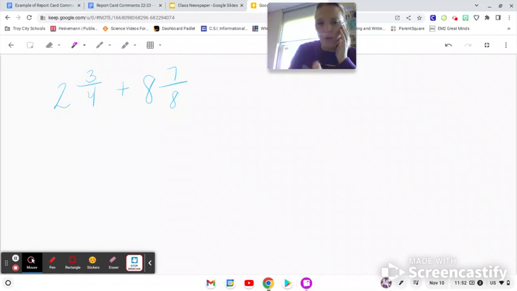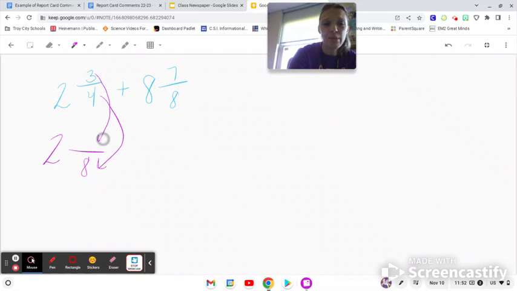So I'm going to write it vertically. So I'm going to ask myself, how many eighths are equivalent to 3/4. So I'll do this work. Well, 4 times 2 is 8. So what is 3 times 2? And that is 6. So here's my equivalent fraction to 3/4.